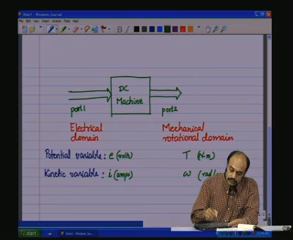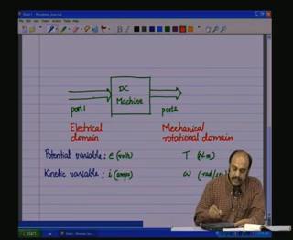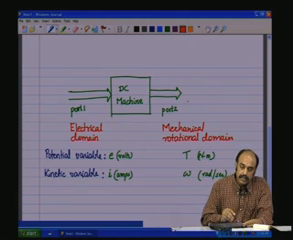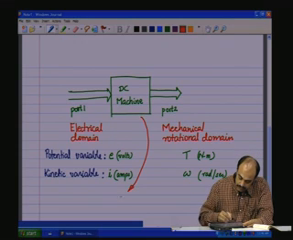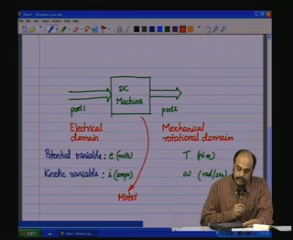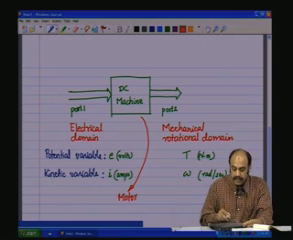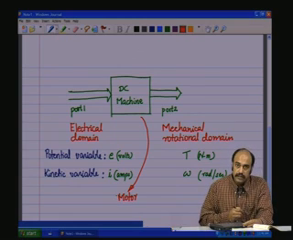Now, if the energy is flowing in this direction as shown, which means from the electrical to the mechanical side, then the same device is called a motor. If the energy is flowing from port 1 to port 2, that is the electrical energy is converted into mechanical energy and used for driving something, then the DC machine is called the motor.